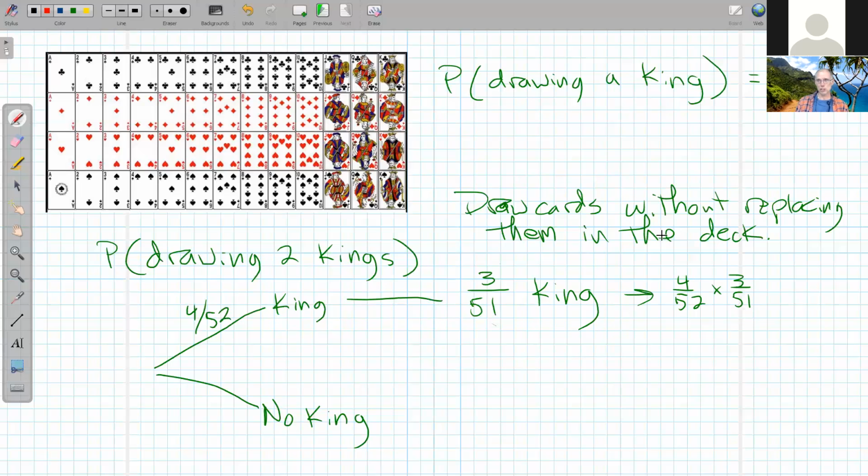So the important thing to note here is if you're not putting the cards back in the deck, then the drawings are not independent. Whether I drew the king or not affects the next probability. So I did get a king, which changes the probability there. So that's the idea of independence.